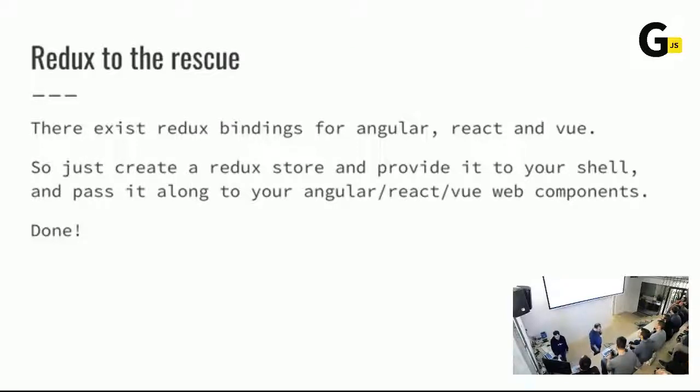So what was the first thing I did? I think Redux is the most well-known state management library out there. And it has bindings for Angular, it has bindings for React, and it has bindings for Vue. So why don't we just create one Redux store, provide it in your shell, do the shared state management over there, and then just pass along the reference of your store to all your Angular, React, and Vue web components. It's as simple as that. And then suddenly you have shared state between all your web components and your micro apps. It's really as simple as that.